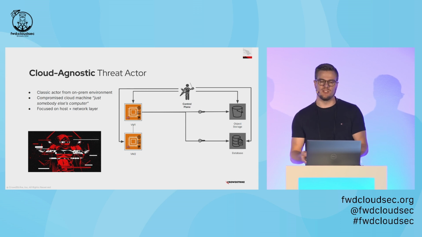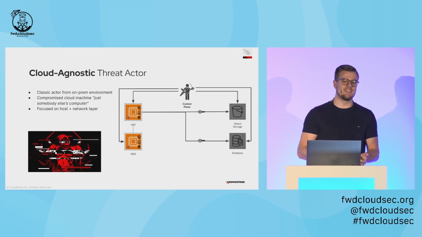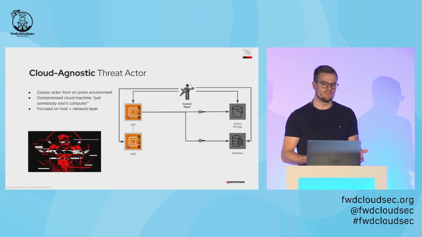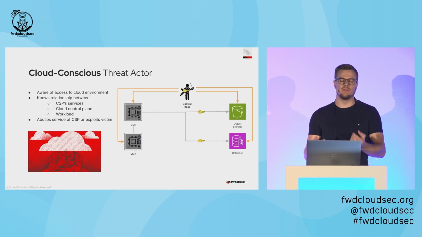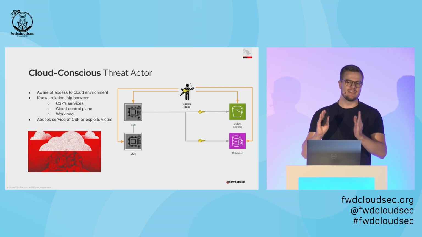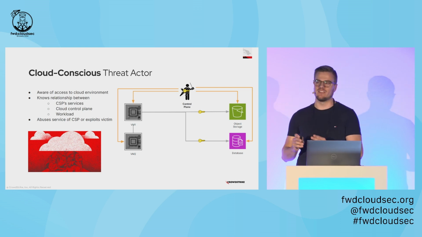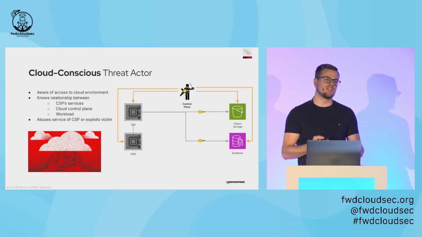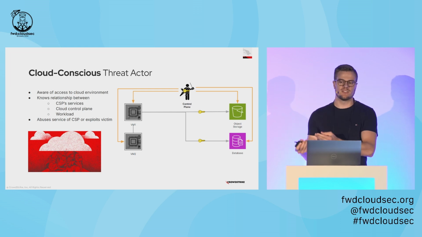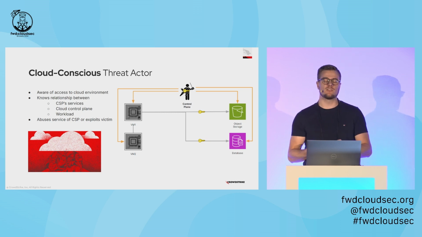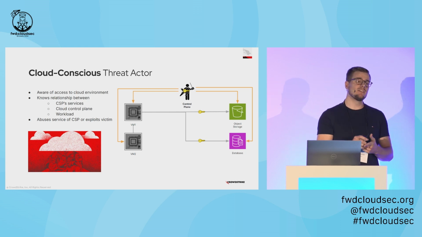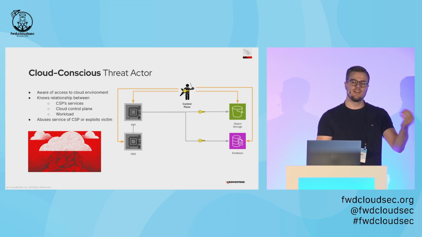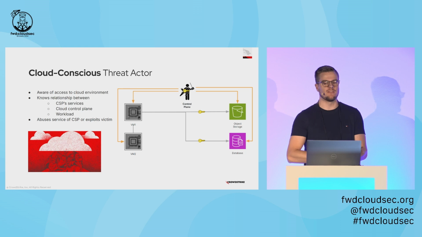To them, the compromised machine is just somebody else's computer, and their activities are typically focused on the host and network layer. In contrast to this cloud-agnostic threat actor, we also observe a second type of threat actor that we refer to as cloud-conscious threat actor. The cloud-conscious threat actor is very much aware of the fact that they gained access to a victim's cloud environment. They also understand the relationship between the cloud service provider services, the control plane, and any workloads. And they use this knowledge to either abuse a service of the cloud service provider while having the victim pay for it, or exploit the victim directly. Given that the cloud-conscious threat actor knows how to operate in the cloud, they have the potential to cause much greater harm to a victim's cloud environment.